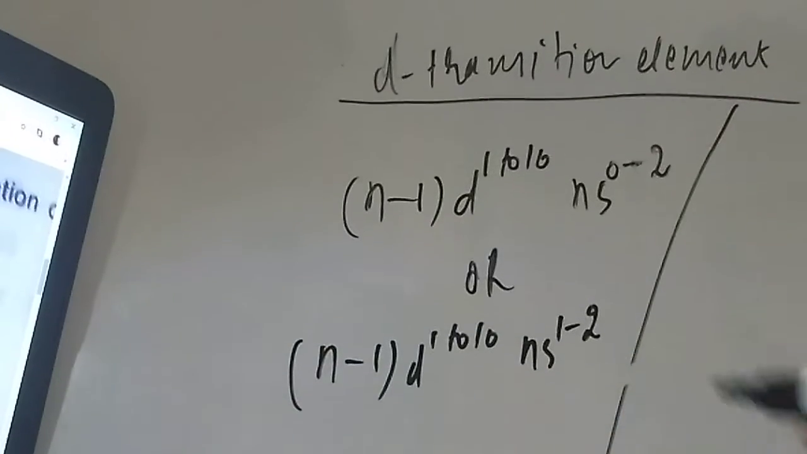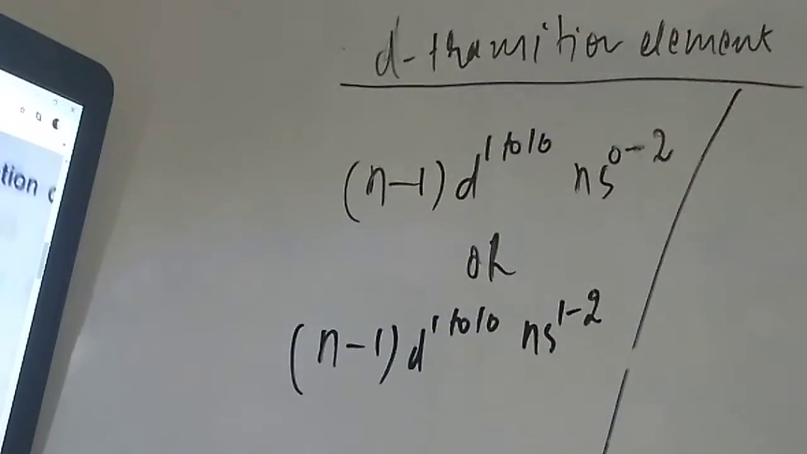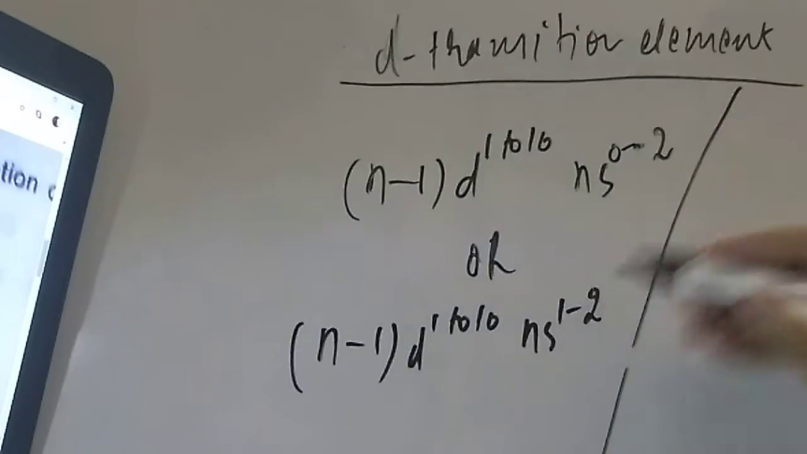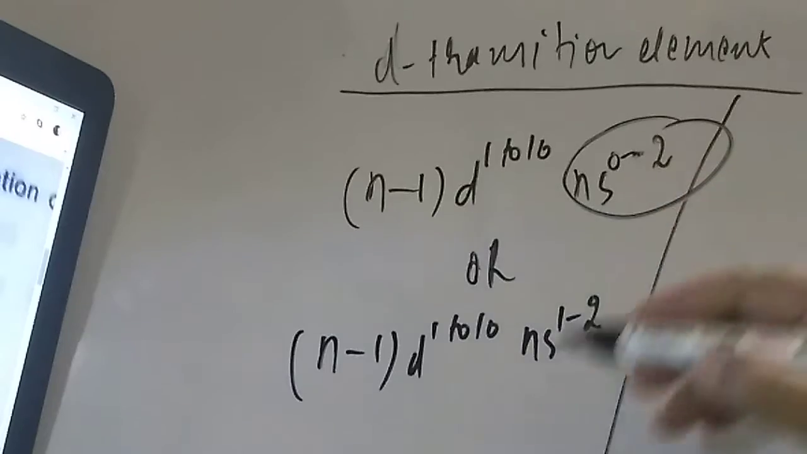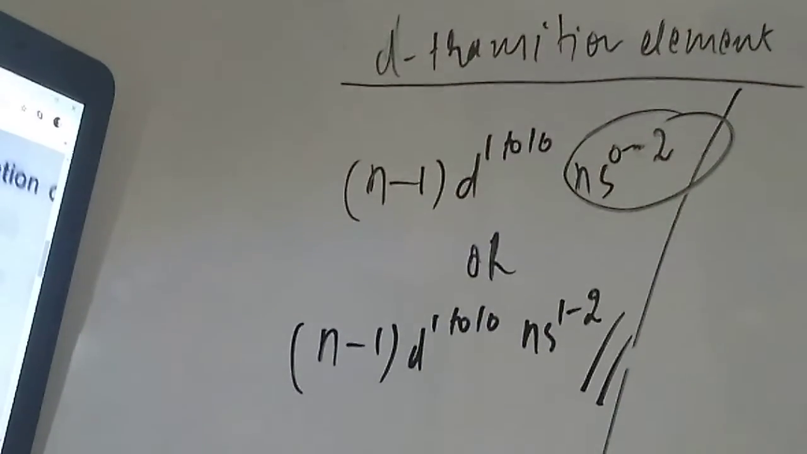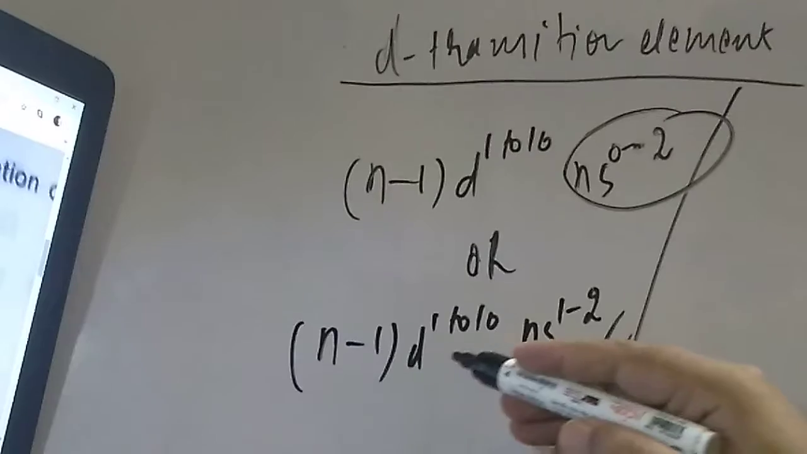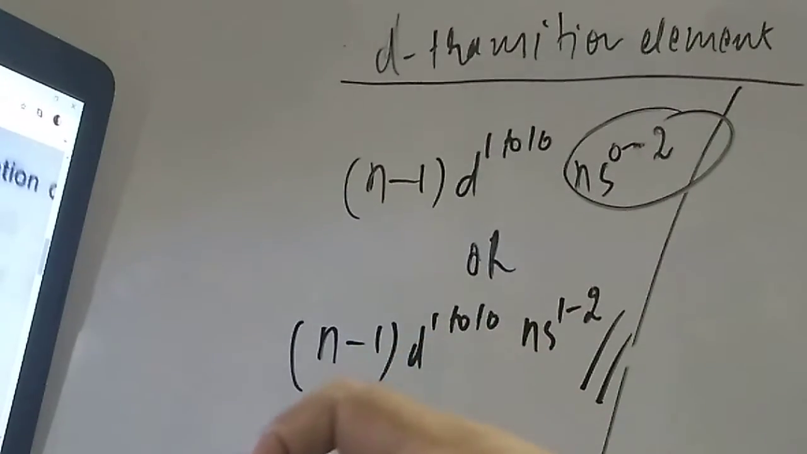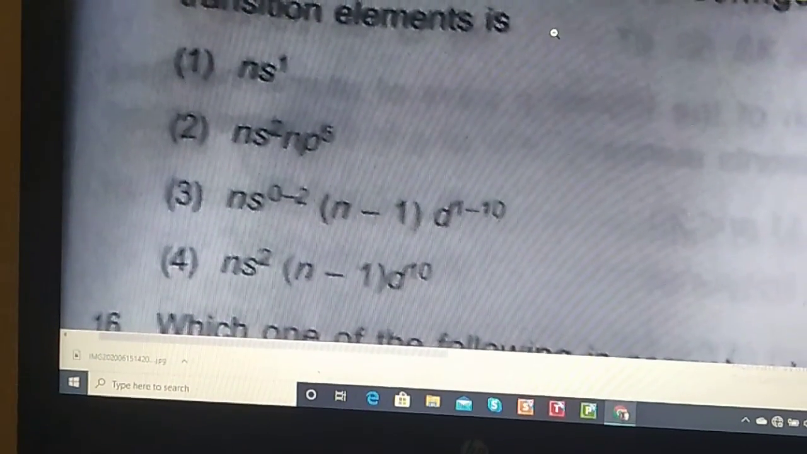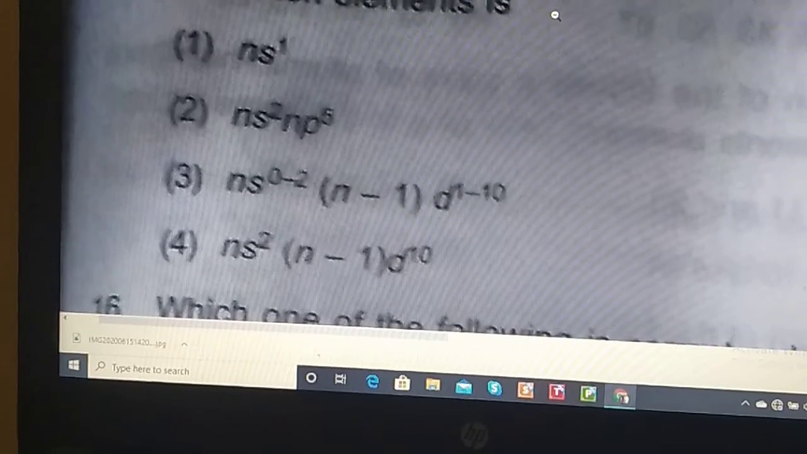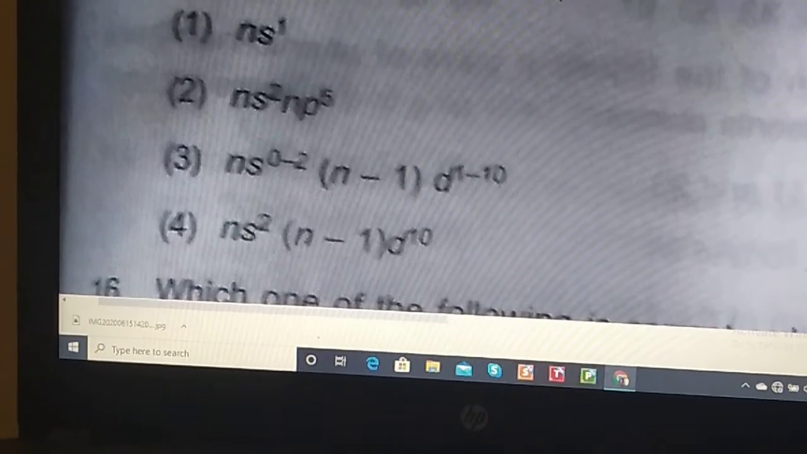Please keep in mind that both are correct, 0 to 2 and 1 to 2. Only one exception is there where the ns electron is 0, but all others have the electronic configuration (n-1)d 1 to 10. So coming to the options, the first one is absolutely wrong, as it is given for the s block element, the second one is the p block, and the third one is our correct answer, ns 0 to 2, (n-1)d 1 to 10. The third one is the correct answer.